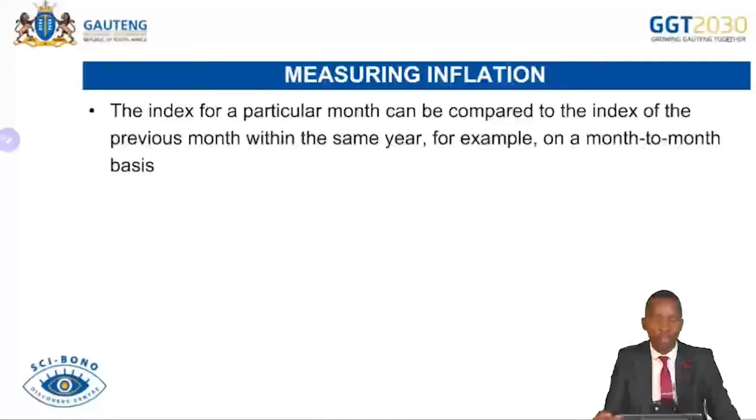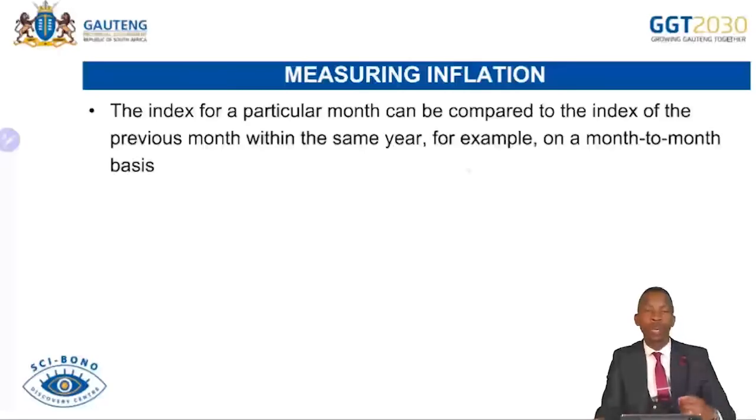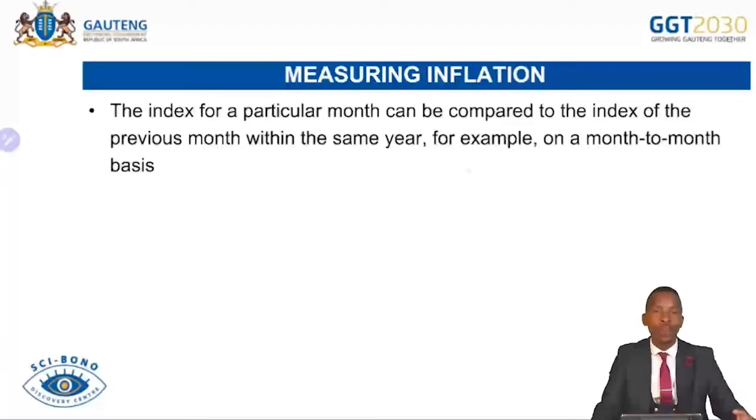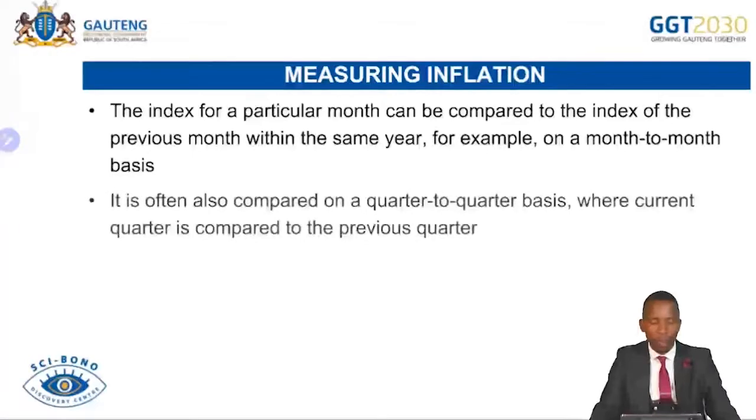We continue with measuring inflation. The index for a particular month can be compared to the index for the previous month within the same year, for example month to month. So in this case, we can compare July as well as August, prices for July and prices for August, to see changes, an increase or a decrease. It is often also compared quarter to quarter, meaning that we compare the first quarter to the second quarter, to the third quarter, or third quarter to the fourth quarter. So it can also be compared in that manner as we compare the inflation rate.